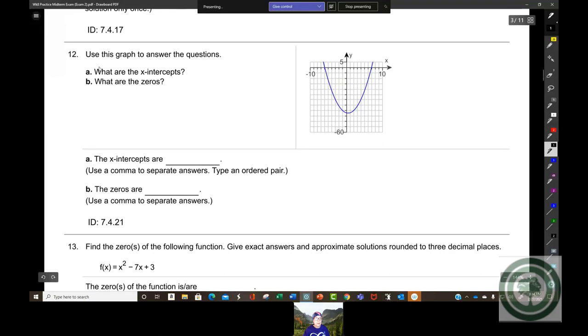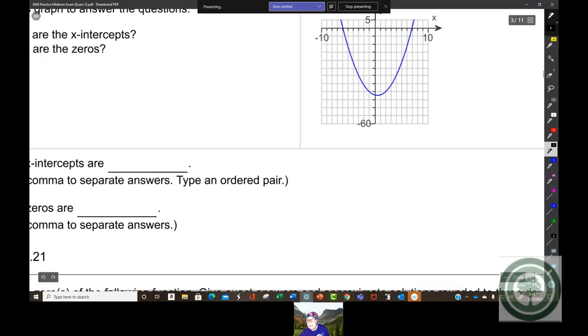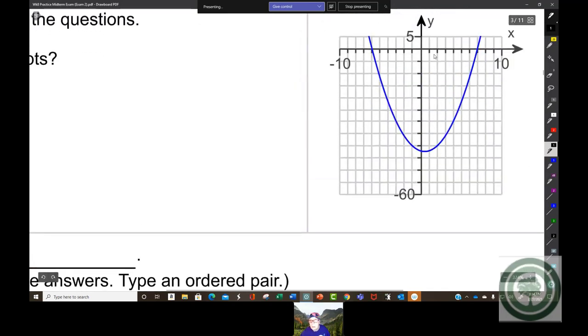Use the graph to answer the question, what are the x-intercepts and what are the zeros? Well, let's zoom in on this so that it will hopefully become more visible. Okay, this is just a look and see kind of question. You don't have to do any calculating at all. So here are the x-intercepts. So let's see what they are. 1, 2, 3, 4, 5, 6, 7. So this is 7. And this is -1, -2, -3, -4, -5, -6.